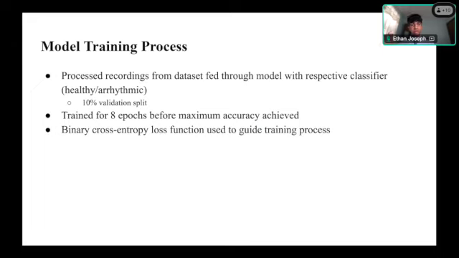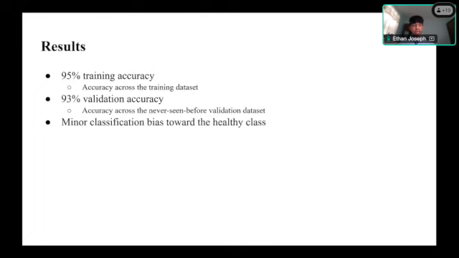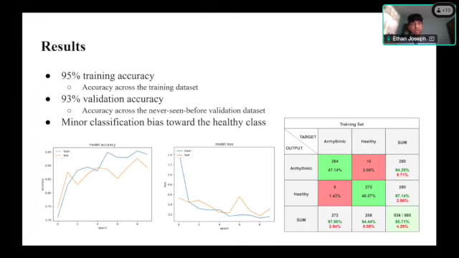And the original data set was split with a 10% validation split, meaning that 10% of those processed 560 pieces of data was actually put aside and used only to evaluate the model and not to train it. So this model ultimately trained for 8 epochs, meaning that the training data set was fed through 8 times before it achieved maximum accuracy. So moving on to the results, this model obtained a 95% training accuracy.